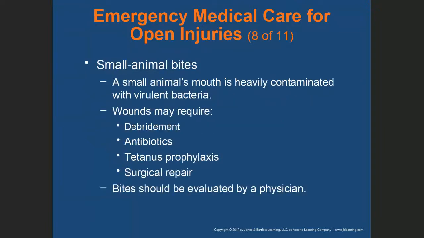Small animal bites. A small animal's mouth is heavily contaminated with virulent bacteria. Wounds may require debridement, and debridement means they have to remove dead or necrotic tissue. May require antibiotics, tetanus prophylaxis, and surgical repair. Bites should be evaluated by a physician.